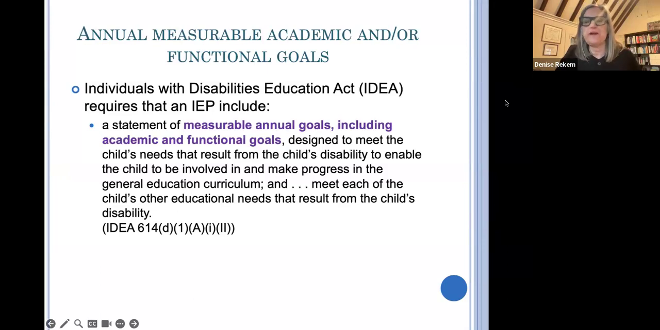Okay, hi everyone. So I'm going to shift now to talking about the annual measurable academic and or functional goals. So the IDEA, the federal law, says that there has to be a statement of measurable annual goals, including academic and functional goals that are designed to meet the child's needs that result from the child's disability, to enable the child to be involved in and make progress in the general education curriculum, and to meet each of the child's other educational needs that result from the disability. Next slide.